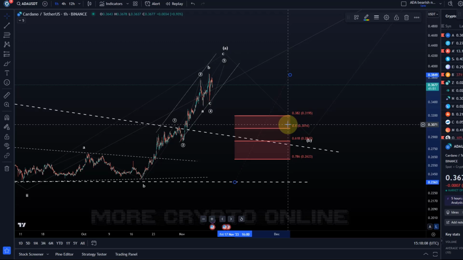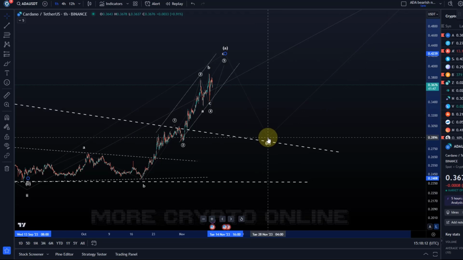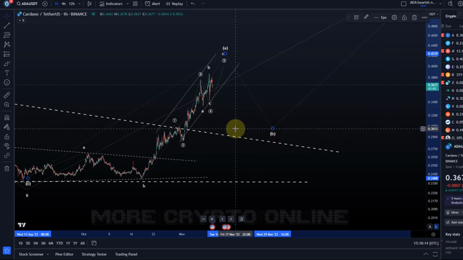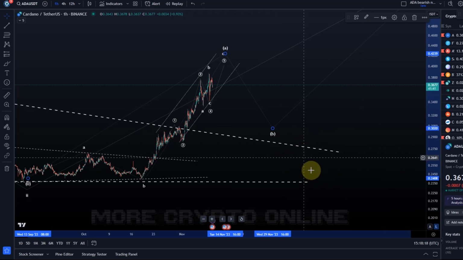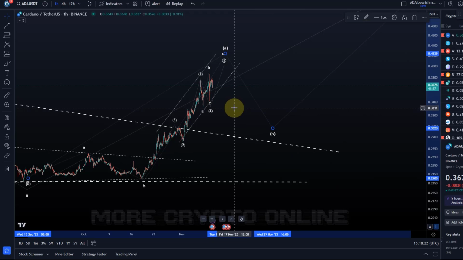So until I have a clear subwave structure in this B wave, I can really only give you some orientation and the general standard Fibonacci supports for a B wave. It's not going to be very, very precise. So just be aware of that.